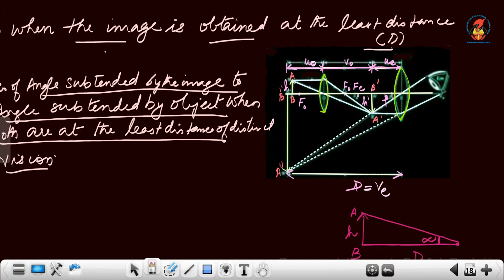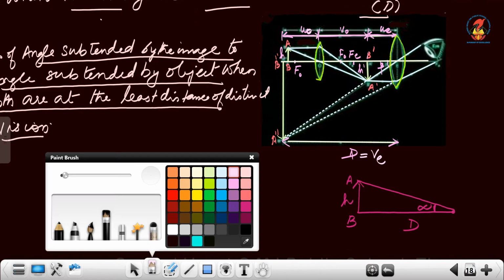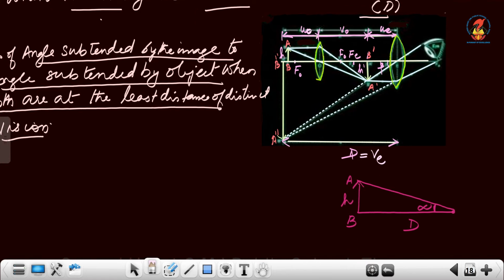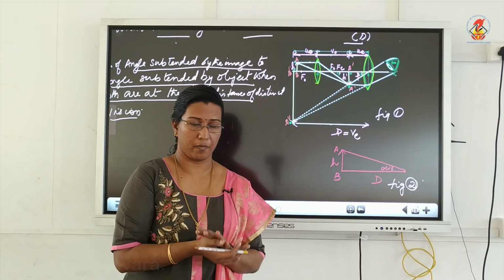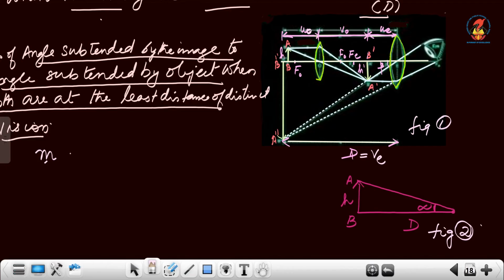Now this is clear, and in order to find out what is tan alpha, we have drawn the diagram separately. So this is figure 1, this is figure 2. Like the previous method, we will find out what is tan alpha, what is tan beta, and we just substitute in the main equation. So magnification M is equal to tan beta divided by tan alpha.